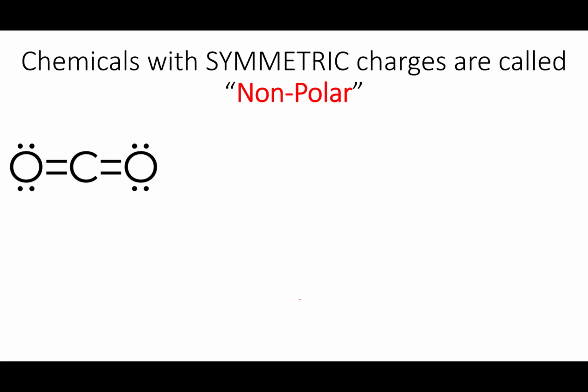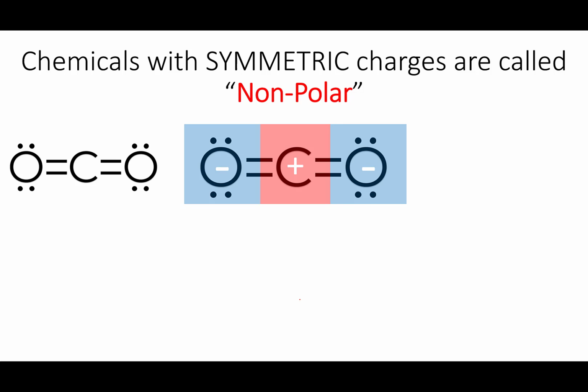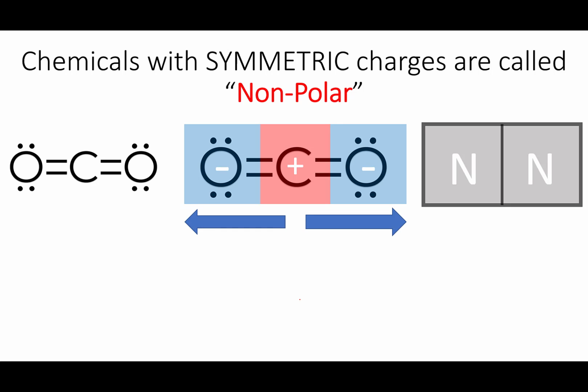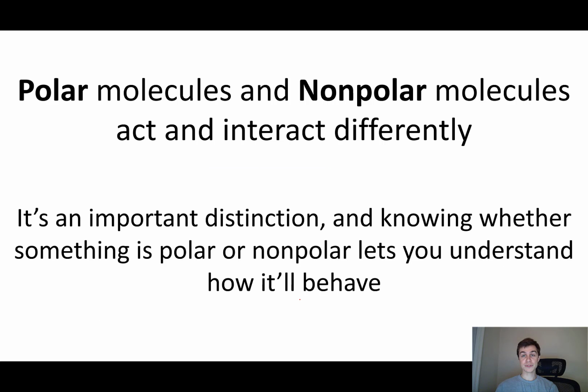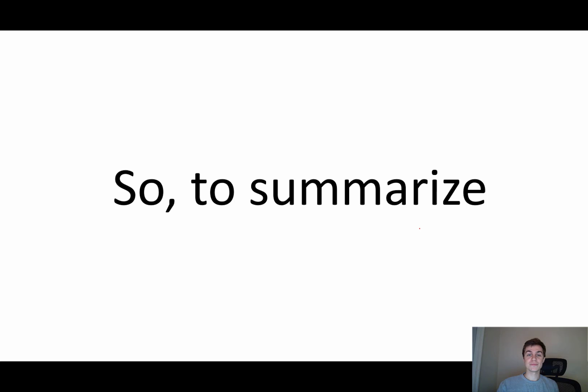Chemicals that have symmetric charges, so they don't have a positive and negative end, maybe they have positive and negative parts, but that doesn't matter because they're in a tug of war and they're totally tied, so they end up being neutral. These are called nonpolar. They're the same from every side. They have no sort of magnetic or electric poles, and they don't respond to electric or magnetic fields at all. Polar molecules and nonpolar molecules act and interact differently. They're going to be important in this unit. It's an important distinction, and knowing whether something is polar or nonpolar lets you describe a lot about its behavior and properties.